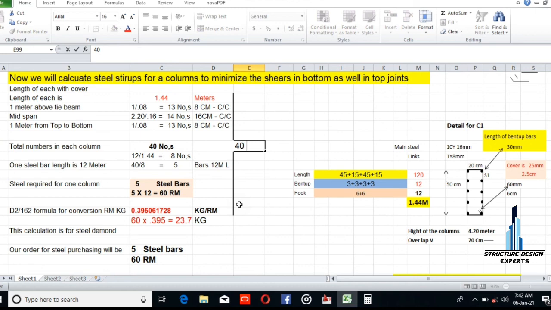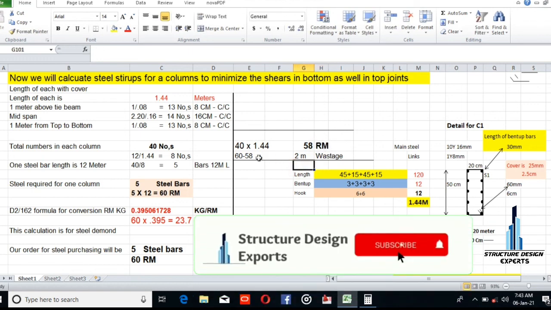If you want to find the exact amount of steel which is used, it is 40 pieces and the length of each one is 1.44, so it is 57.6, say 58. So 60 minus 58, 2 meter will be your wastage.